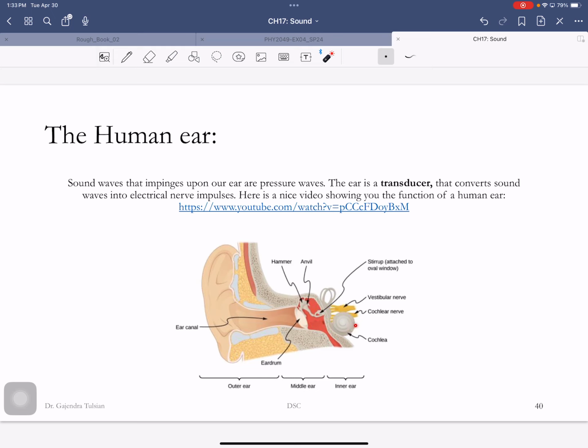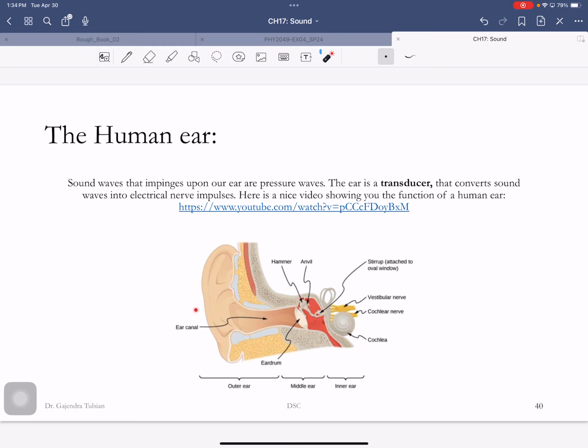What is this guy? So it's a transducer. What it does is it converts mechanical energy into electrical energy. It converts mechanical waves into electrical impulses. And then those impulses are sent to your brain, which are interpreted appropriately. I urge you guys to go see this video. It's pretty good.